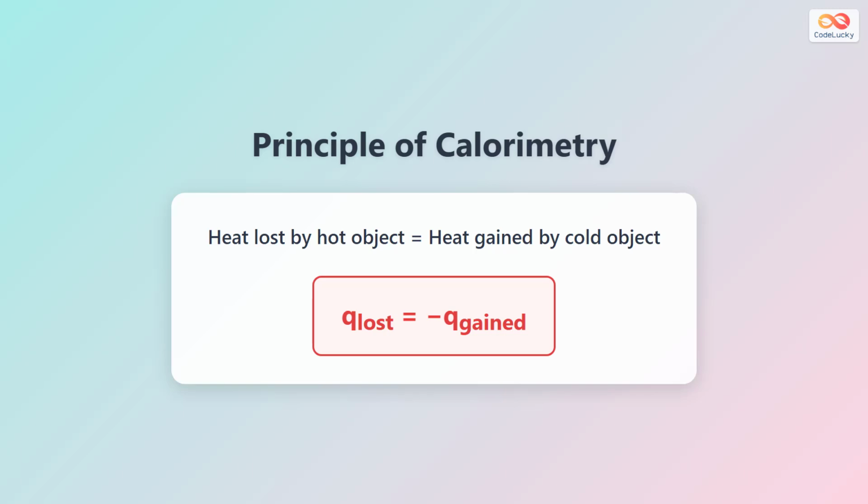The fundamental principle underlying calorimetry is energy conservation. In an isolated system, the heat lost by a hot object must equal the heat gained by a cold object. Mathematically, we express this as Q lost equals negative Q gained. This principle allows us to determine unknown heat values by measuring the temperature changes of substances with known properties.